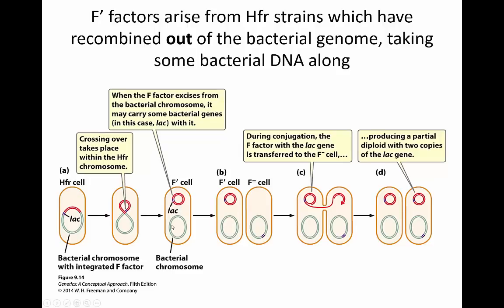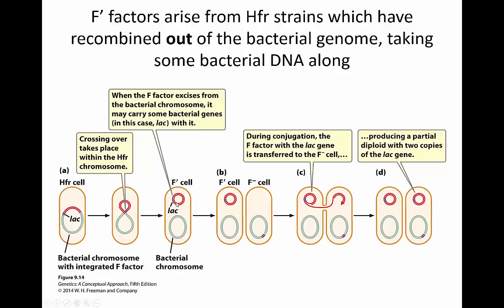Or alternatively, sometimes there's a mistake that is made and a neighboring gene from the chromosome can actually go along with it mistakenly. And so this purple part here mistakenly got included in the F plasmid, and now this plasmid is not just the standard F factor, it is now called an F prime cell because it actually carries one or several genes from the bacterial genome.